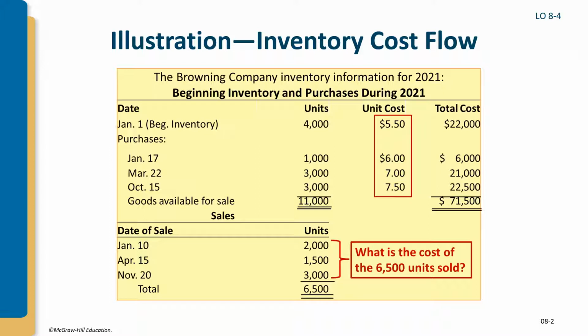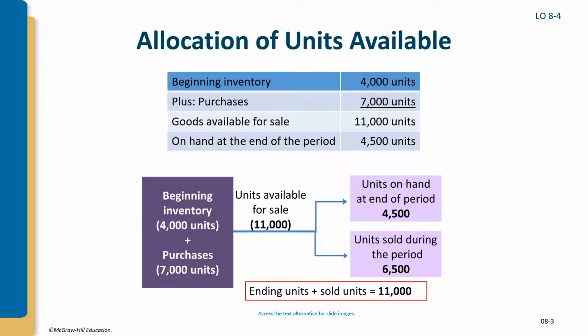Now, we can't just put in a journal entry that 6,500 cups were sold. You know, we have to come up with a dollar value, a cost of those inventory items. So we're going to be looking at that. So here's what I was just talking about. 4,000 units started at the beginning of the year, 4,000 cups, 7,000 were purchased during the year. 4,500 are still on hand at the end of the year. 6,500 were sold. So those are the only 2 legitimate things that could happen with the 11,000 cups. They're either sold or they're still here.